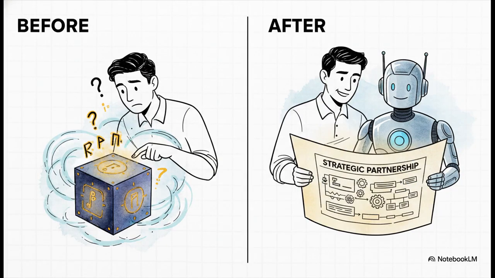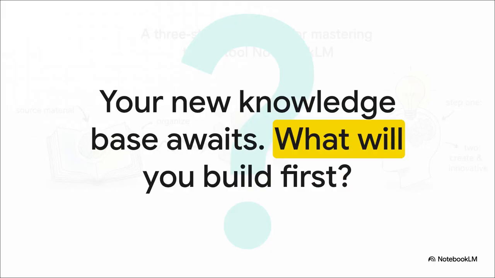So at the end of the day, it's time to stop treating AI like some kind of magic 8-ball that you just ask random questions. Instead, you need to start using it as a true strategic partner, one that's grounded in your own expertise. When you use this framework, you're not just playing with a tool, you're literally building a second brain. So your new knowledge base is waiting for you. The only question is, what are you going to build first?